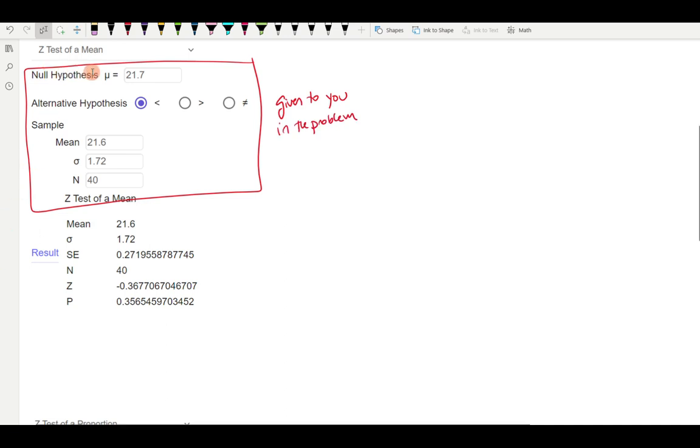In this case, we can see that this is some kind of measurement of means. The null hypothesis is that whatever they're measuring is 21.7, and the alternative hypothesis is that the true population mean is less than 21.7. This is the data that they gathered: their sample had a mean of 21.6 with a standard deviation of 1.72, and they had 40 individuals in their sample. Now we come down to reading the result.